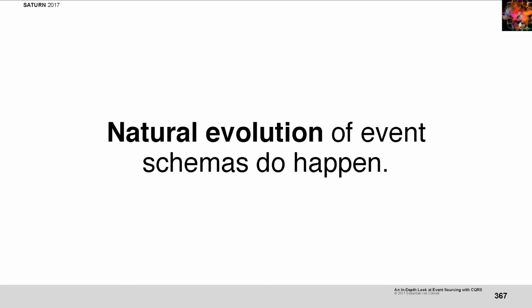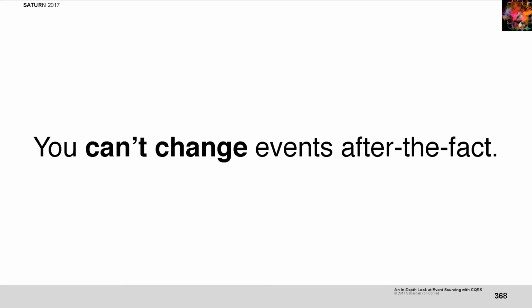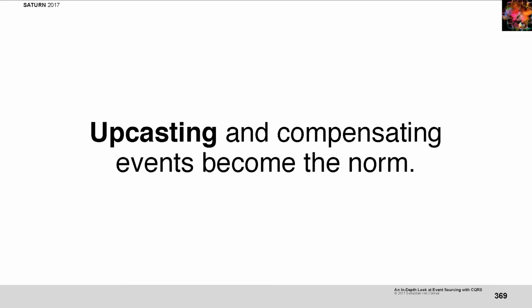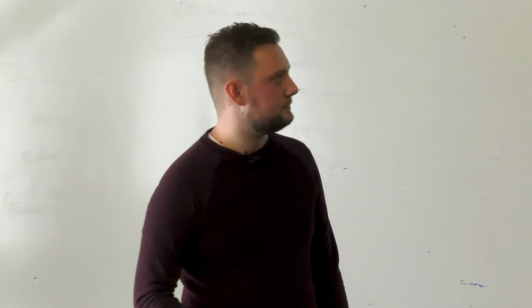And here's the thing, the schemas of our events will naturally evolve. But we can't change events after the fact. So things like upcasting, taking the schema of an old event and transforming it to the most recent schema of an event, become norms. Creating compensating events becomes the norm.